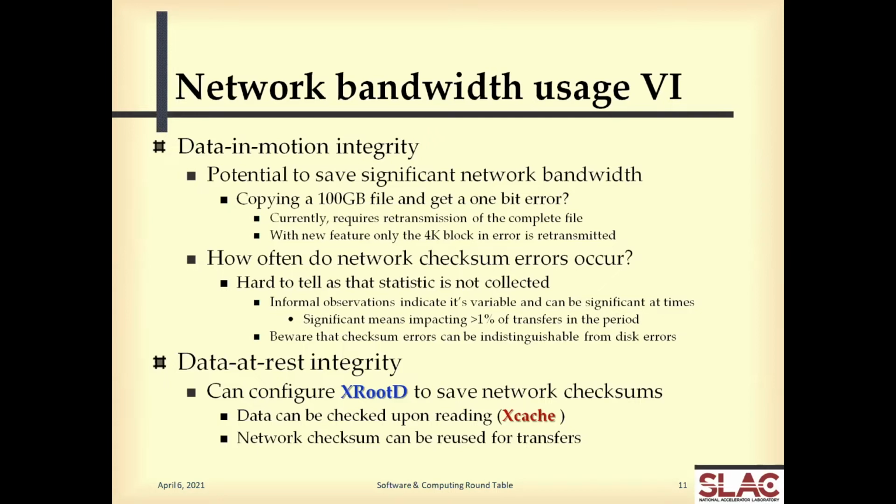Now, we also provided on top of that data at rest integrity, largely for Xcache. So we actually can save the network checksums that we get that are good. And then when we read back from the disk, we can use those checksums to verify that nothing bad happened on the disk. And the other nice thing is when we retransfer the file, we just retransfer the checksums along with the data and let the endpoint check that everything went okay. That way we don't have to keep recomputing checksums.